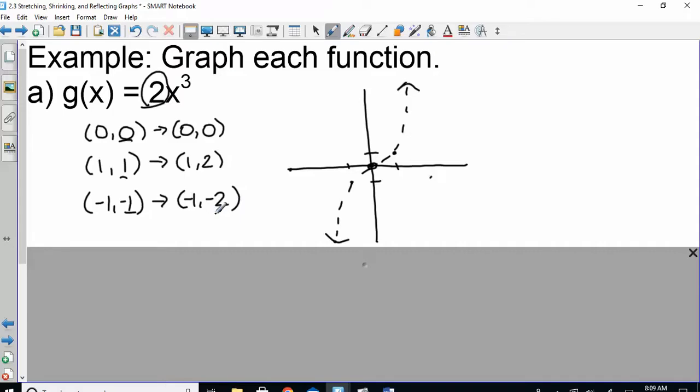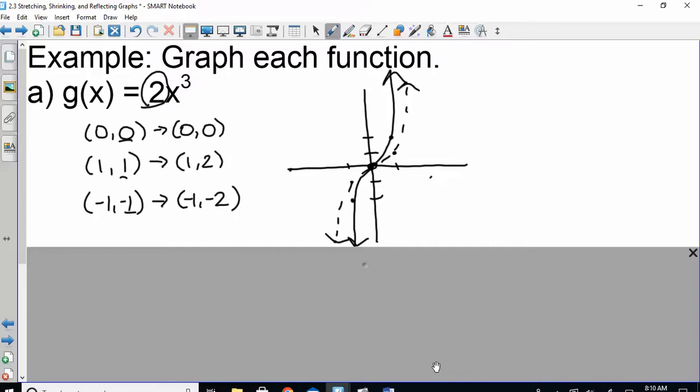Does everybody understand how I got those? So if I plot those points, 0, 0, 1, 2, negative 1, negative 2. Then when I graph this, I can see the only thing that changed is what? Yeah, it's going up faster, so it just got skinnier.